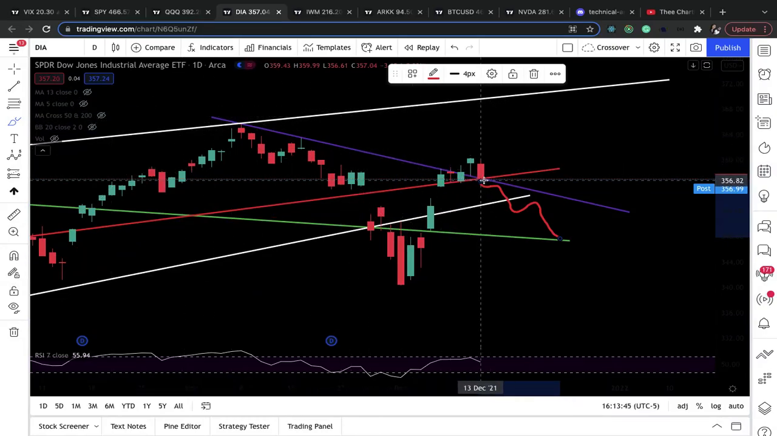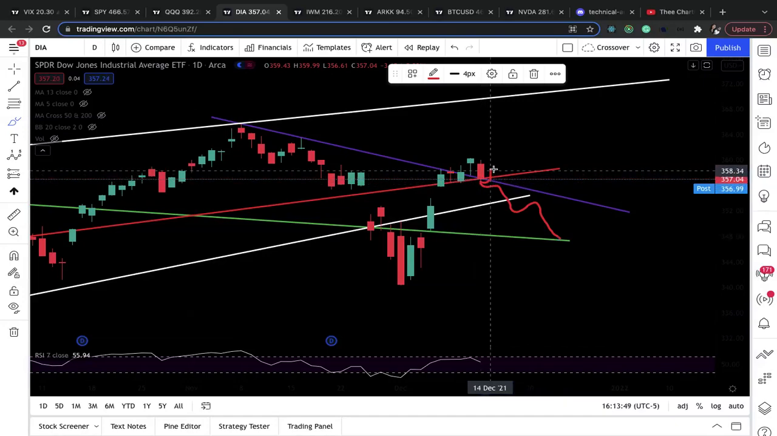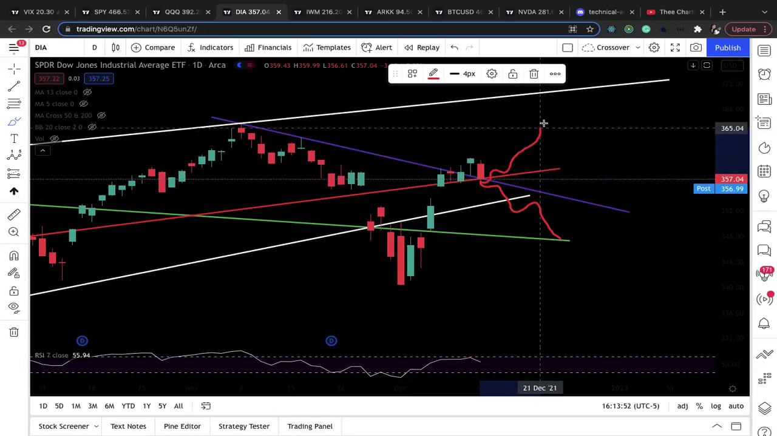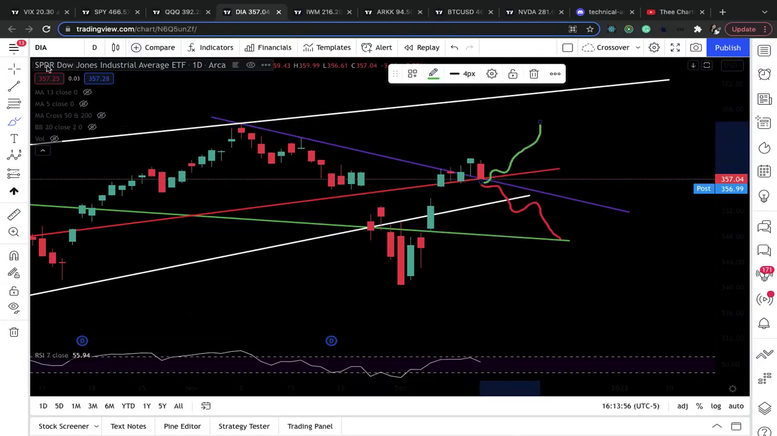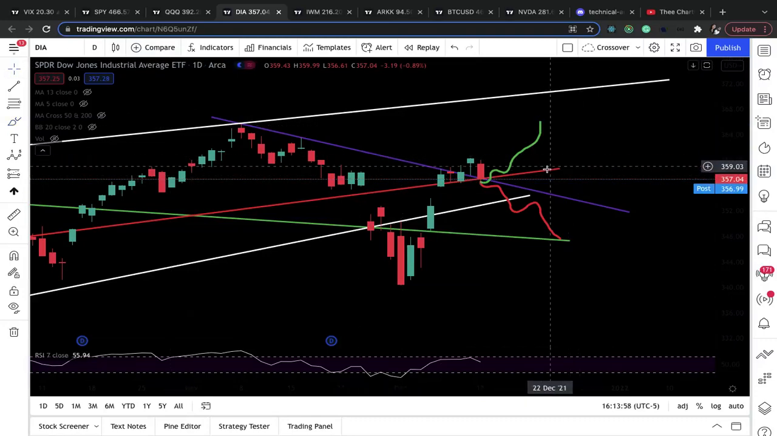Of course, like I said with SPY and QQQ, there's also the possibility we get recaptured and head up. Recaptured. I'm showing you guys what a proper recapture looks like.